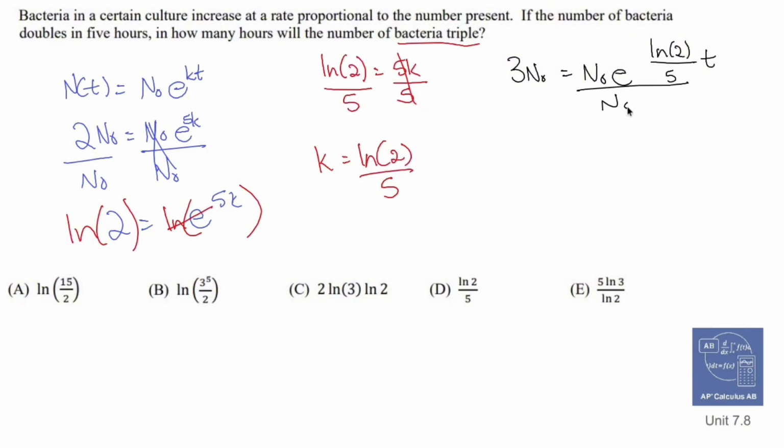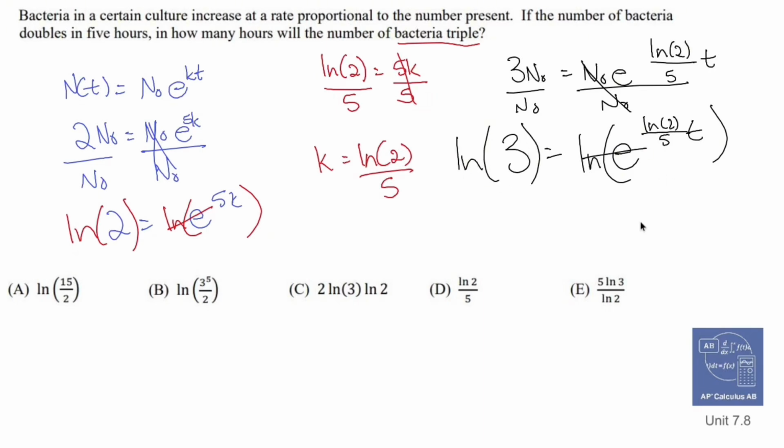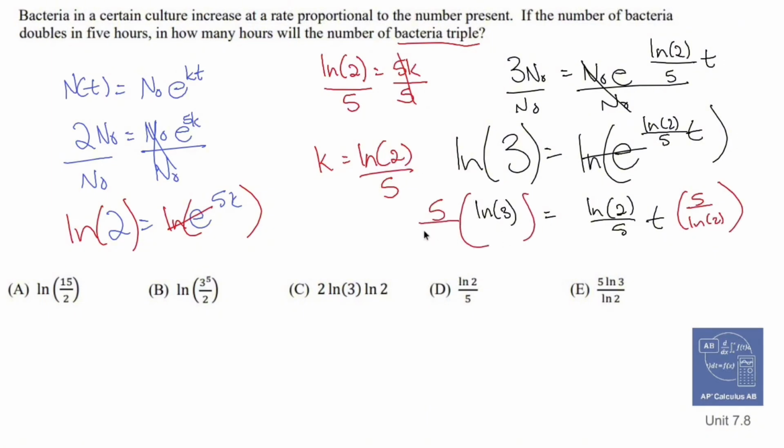So what I'm going to do is divide both sides by N sub 0. That crosses out. 3 is equal to e to the ln of 2 over 5 t. If I ln both sides, that crosses out, and I am left with ln of 3 equals ln of 2 divided by 5 t. In order to get t all by itself, let's multiply both sides by the reciprocal, 5 over ln of 2, and you end up with 5 ln of 3 over ln of 2.